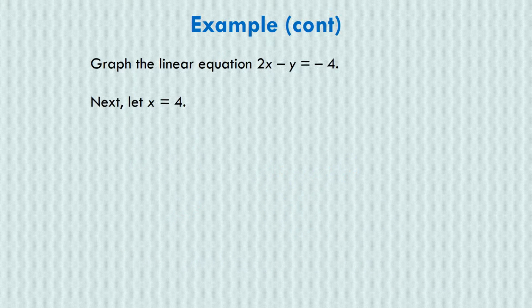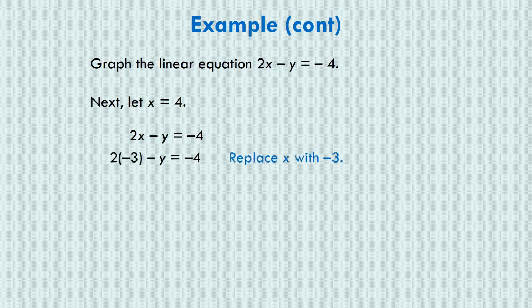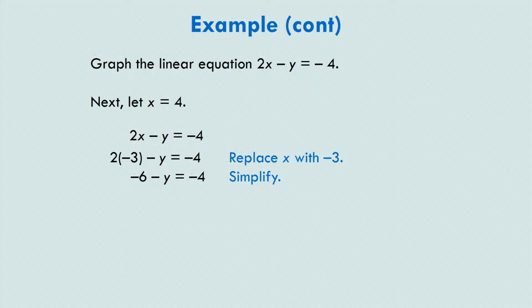I just need 1. So I'm going to let x equals 4 this time. Could I have chosen 0? I could have. Could I have chosen a negative 1? I could have. But I wanted to be challenging and choose non-1 and 0 numbers. So x equals 4, so I'm going to plug that in. I'm going to simplify, and I get negative 6 minus y equals negative 4.